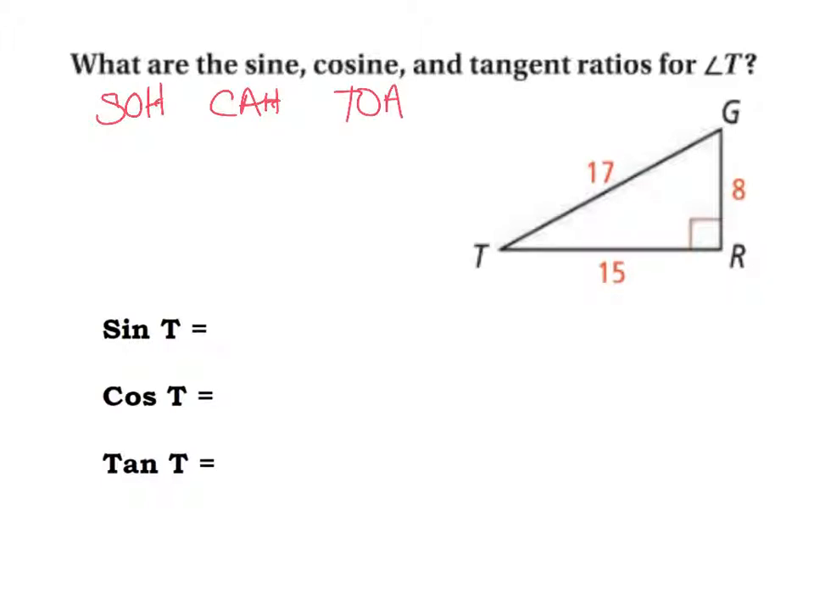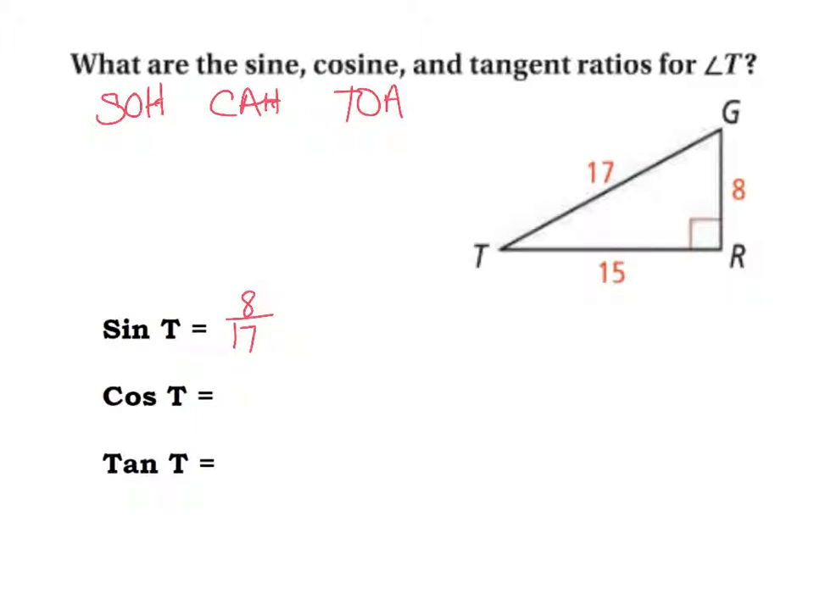All right, so when they ask us for the sine, that means I want to write the opposite over the hypotenuse. So I come over here to this triangle, and I'm talking about angle T. So right here, from angle T, I want opposite and hypotenuse. Well, opposite is always across the triangle, so the opposite leg compared to angle T is 8. The hypotenuse is always your longest leg across from the right angle, so that's 17. So this ratio, sine of T, would be 8 over 17.